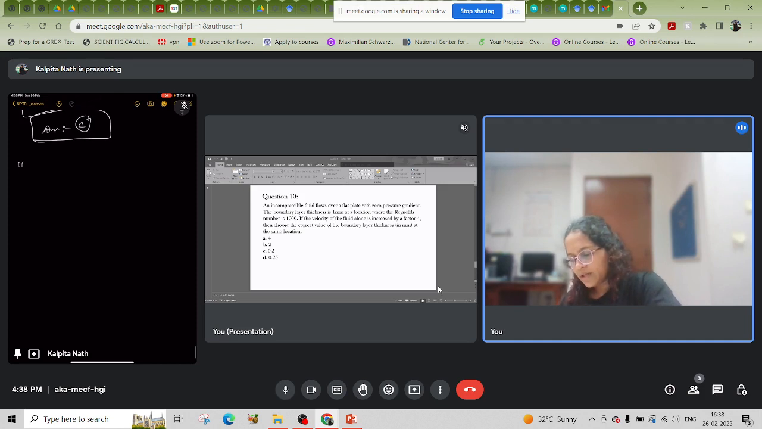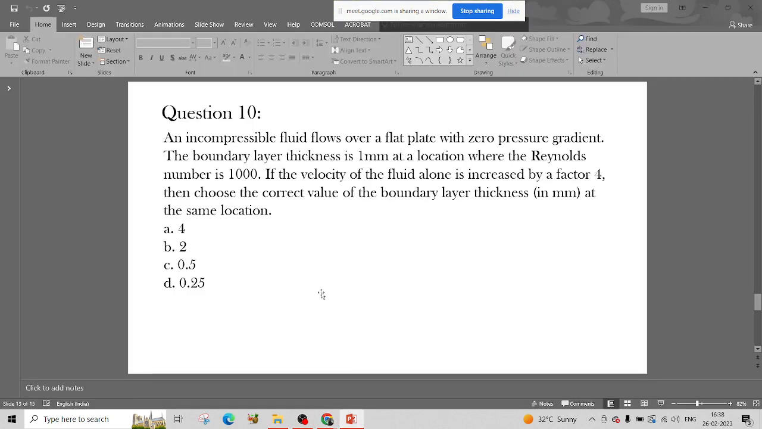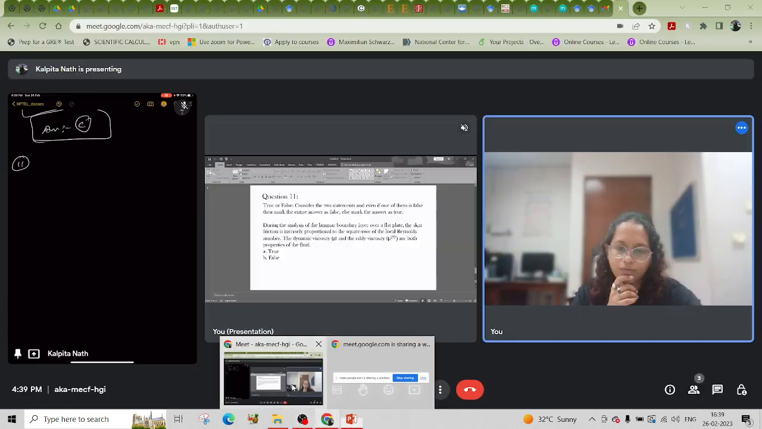Now question number 11. Okay. During the analysis of laminar boundary layer over flat plate, the skin friction is inversely proportional to the square root of local Reynolds number, and the dynamic viscosity and the kinematic viscosity are both properties of fluid. Answer whether it is true or false. I'll give you 2 minutes for this.